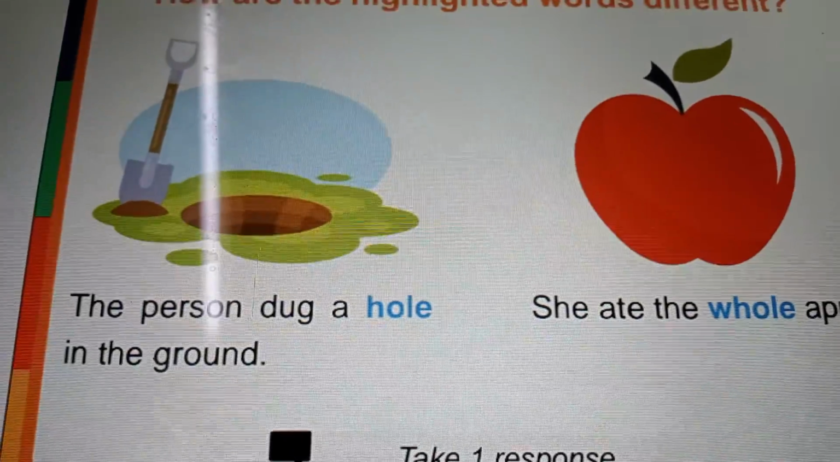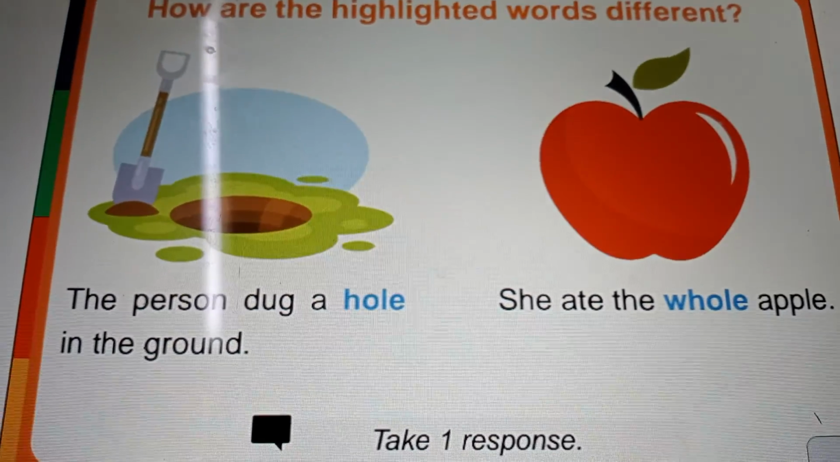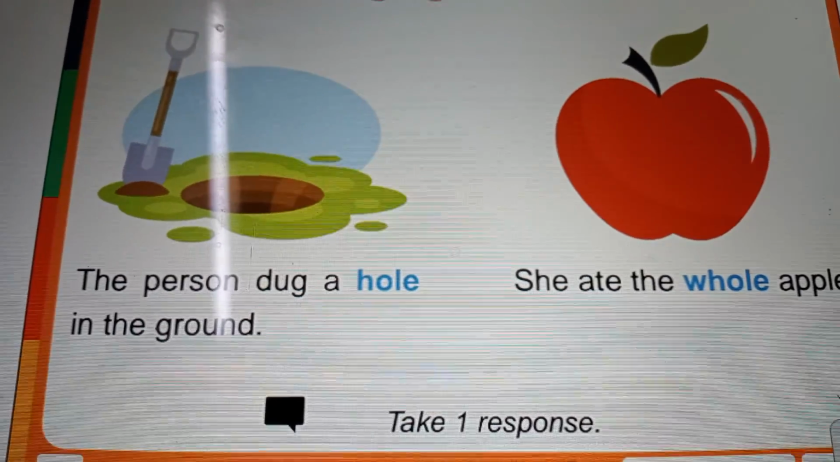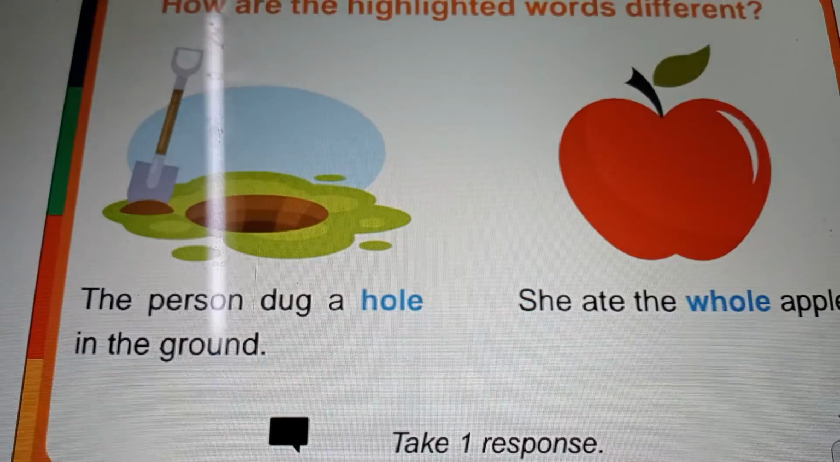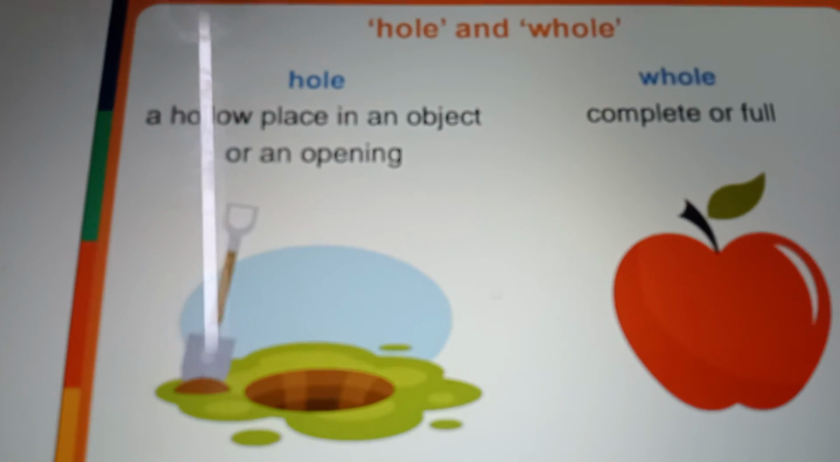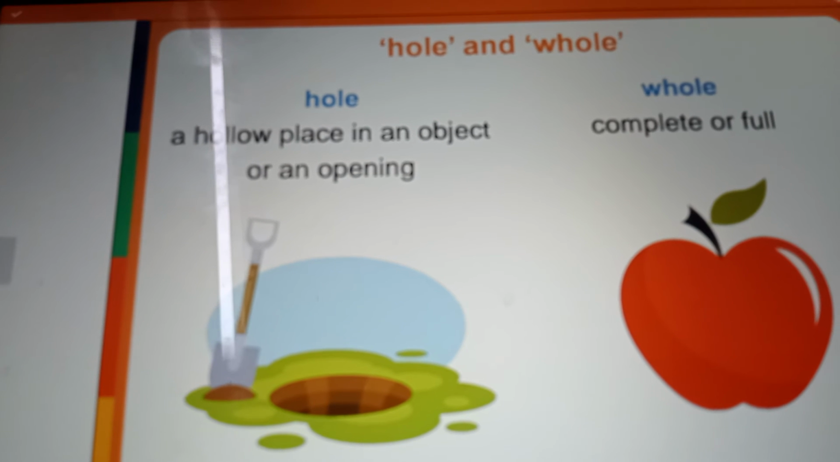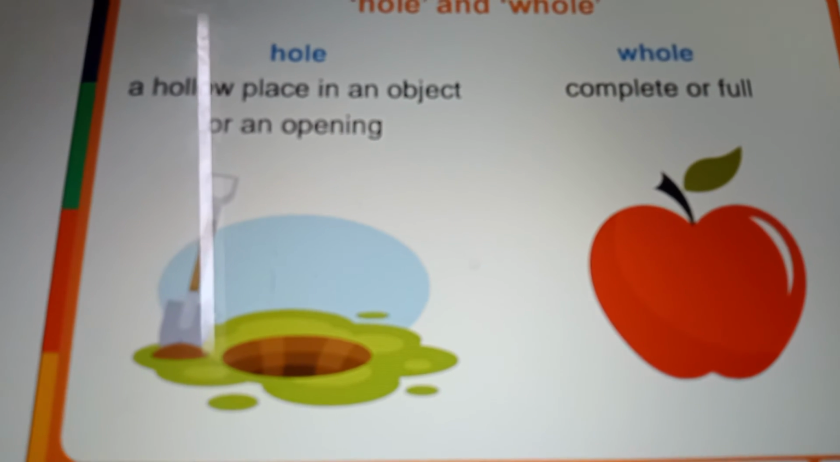Next one. The person dug a hole into the ground. She ate the whole apple. Here, pronunciation is also the same but the spelling and meaning are different. Hole means a hollow place in an object or an opening. Whole means complete or full.